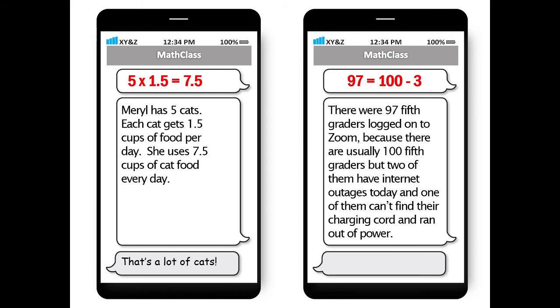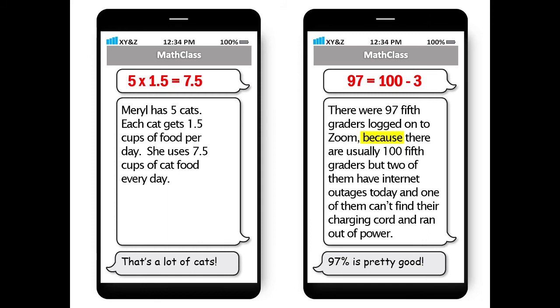So here's my story. There were 97 fifth graders logged on to Zoom because there are usually 100 fifth graders, but 2 of them have internet outages today, and 1 of them can't find their charging cord and ran out of power. And the key to this one, when you write it with the answer first, is that word because, you're explaining what is happening after the equal sign. And then the response to this might be 97% is still pretty good.